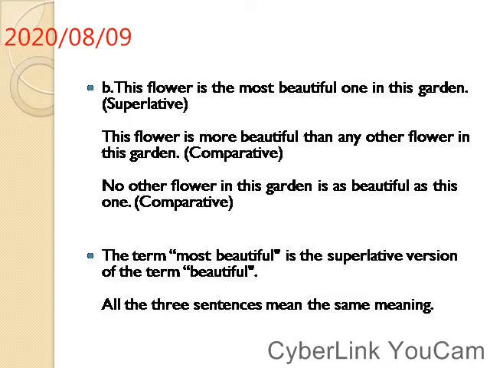Now, this flower is the most beautiful one in the garden. This is superlative. You have to remember, most comes only in the superlative degree. More, most. Beautiful, more beautiful, most beautiful. Simple: beautiful is positive, more beautiful is comparative, most beautiful is superlative.